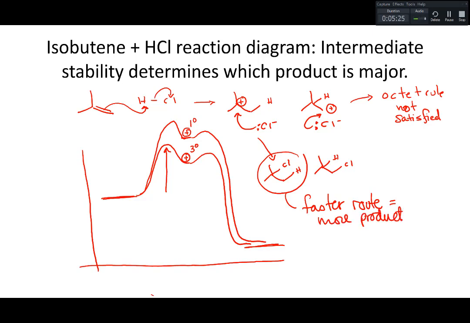So this is how product distributions are actually controlled in organic chemistry. It's something called kinetics. I'm not saying always controlled, but often controlled in organic chemistry. The products have the same energy.